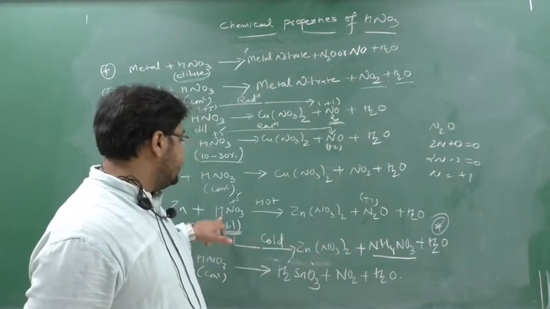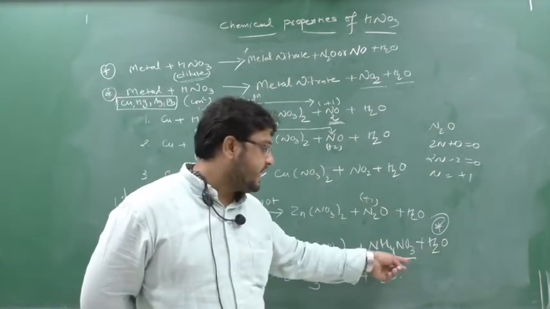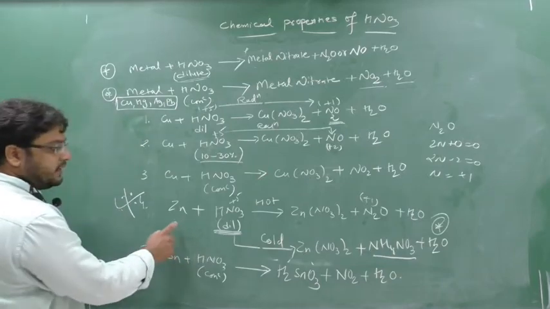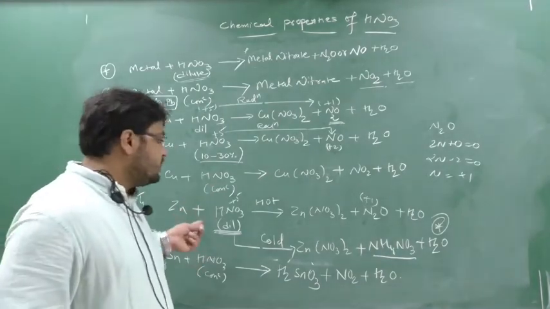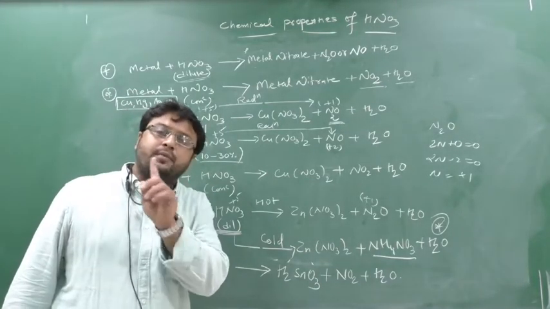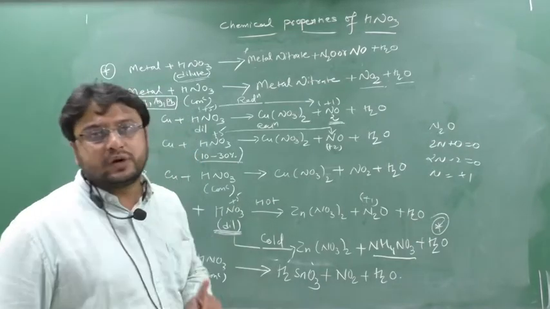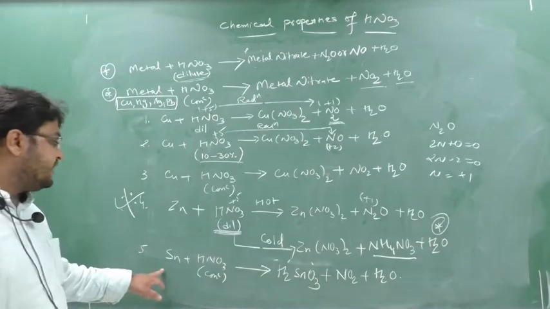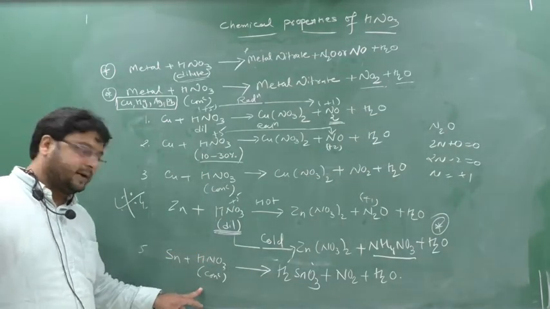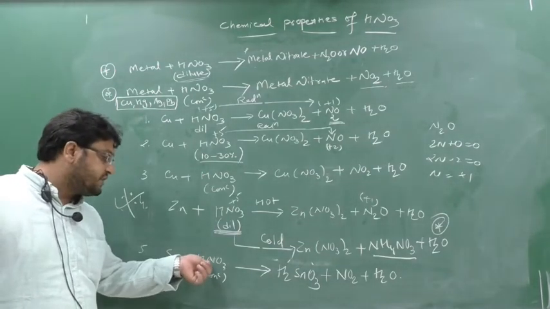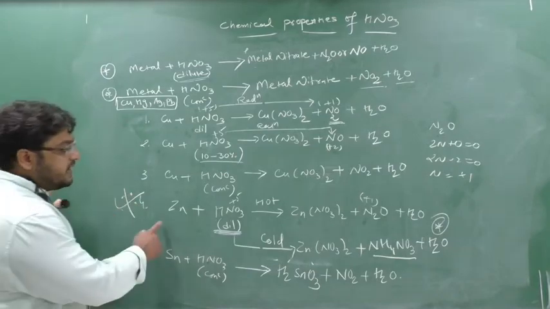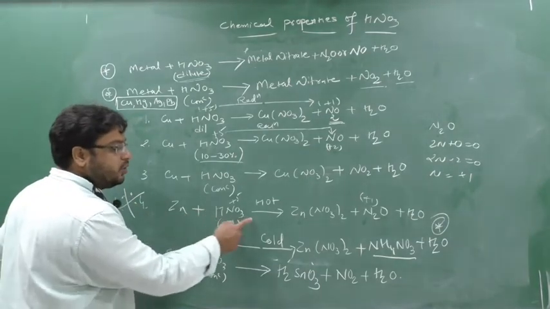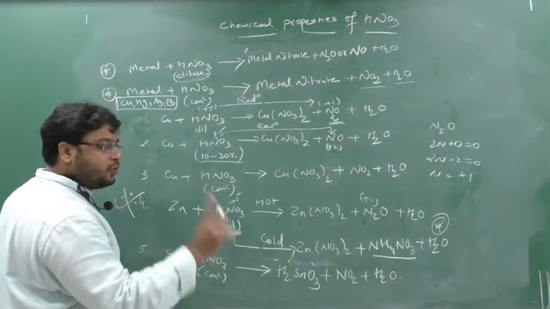But if it is a cold dilute nitric acid, it will form ammonium nitrate. And here one more example can come for tin also. If tin reacts with nitric acid, it will form ammonium nitrate. But if tin reacts with concentrated nitric acid... See, tin reacts with dilute nitric acid, either hot or cold, it will give ammonium nitrate.